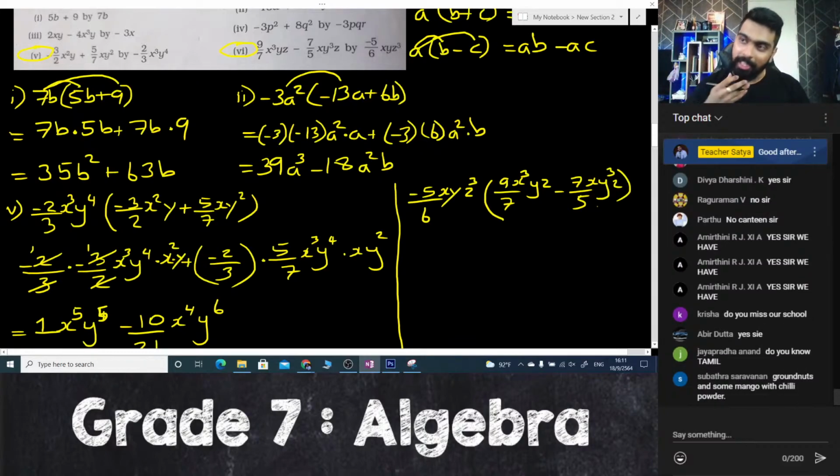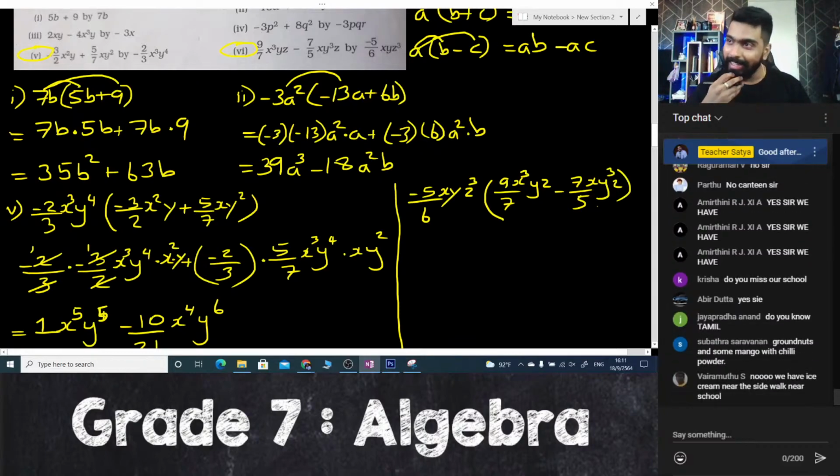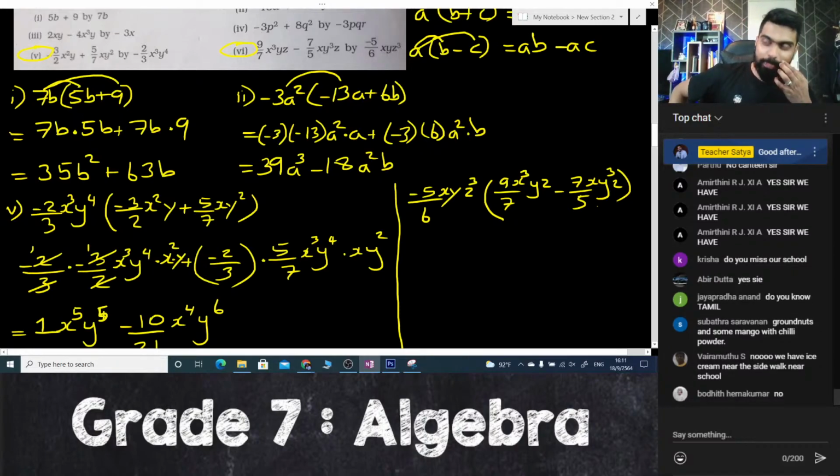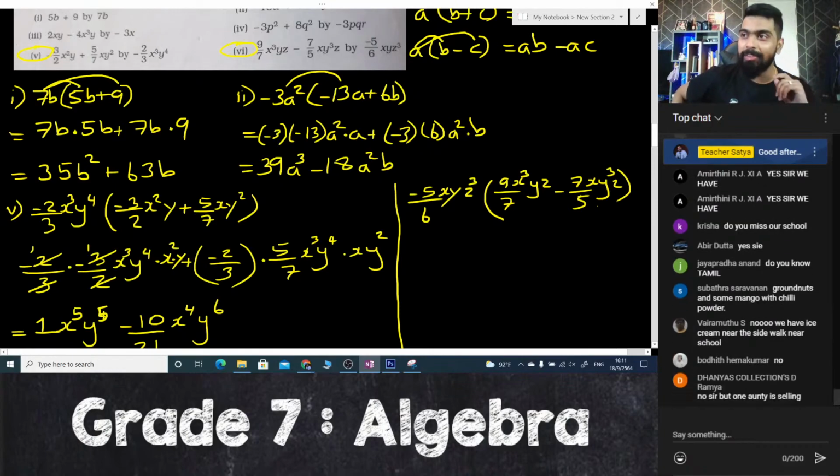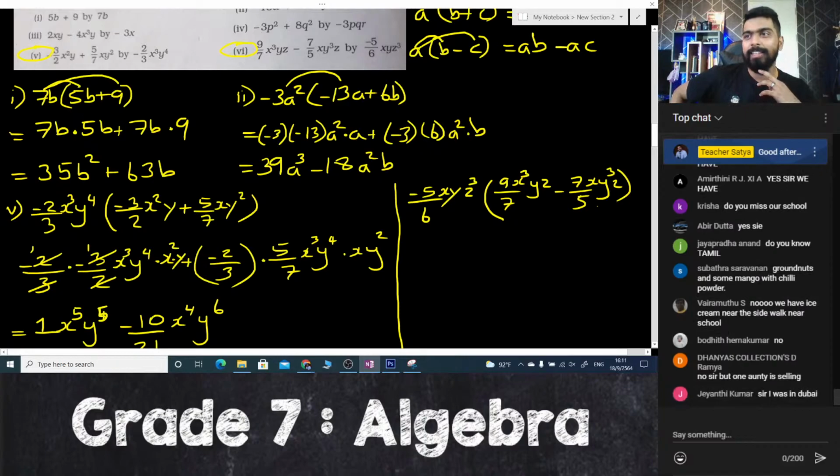Do you know Tamil? Of course, I know Tamil. I am Tamilian after all. I can speak Tamil, but I don't know how to write and read. I do have a pretty weird Tamil accent though. One auntie is selling. Ah, interesting.